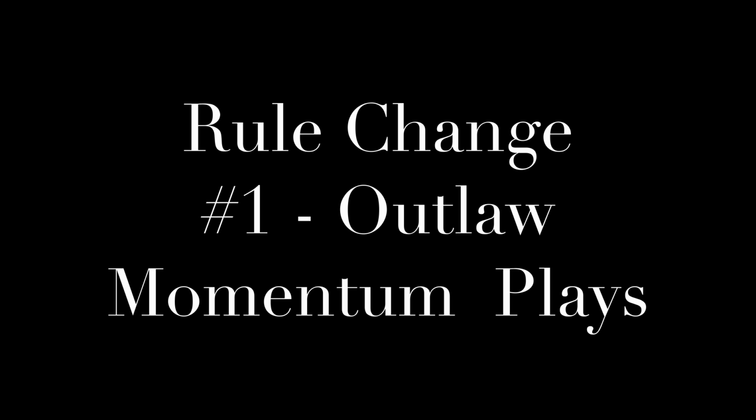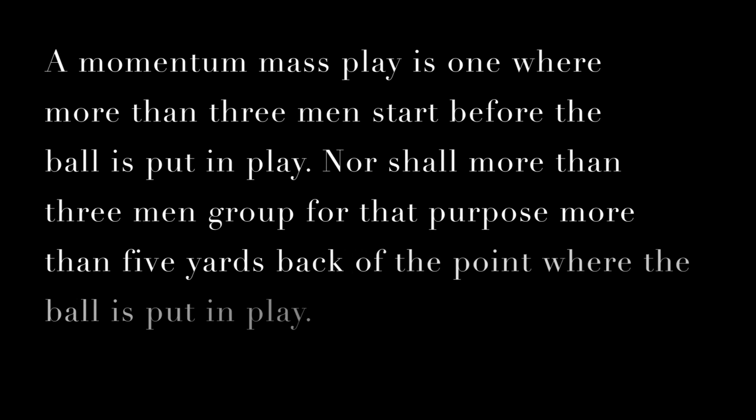First of all, they outlawed the momentum mass play. Momentum mass play is one where more than 3 men start before the ball is put in play. And the rule states, nor shall more than 3 men group for that purpose more than 5 yards back of the point where the ball is put in play. In other words, they get rid of the momentum part of the plays, but they don't get rid of the mass part of the plays.